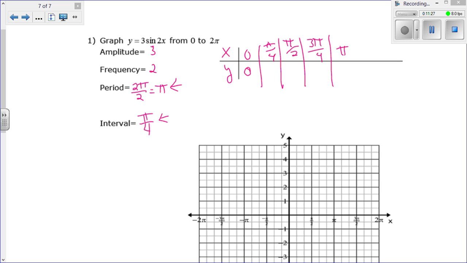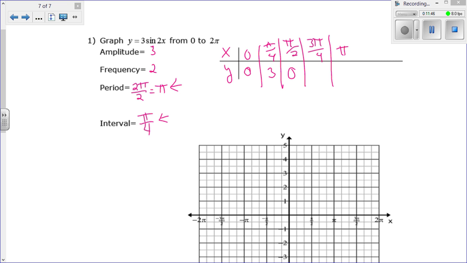Pi over 4 is 45. 2 times 45 is 90. The sine of 90 is 1 times the 3 out in front gives me 3. Pi over 2 is 90. 90 times 2 is 180. The sine of 180 is 0. 3 times 0 is 0.